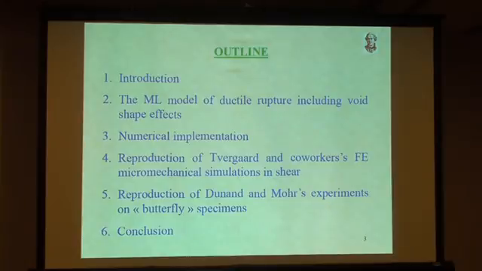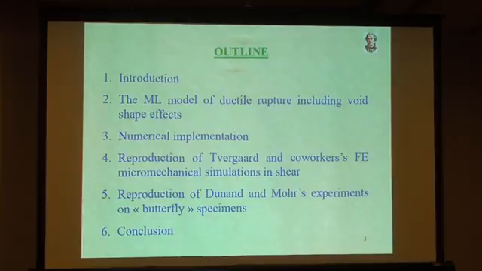So this talk will be about ductile rupture at low triaxialities, when void growth is not so important, but void shape changes are important. So this is the outline of the talk. After an introduction, I will introduce a model which is labeled ML here. It is an extension of Gurson's model which includes void shape effects.